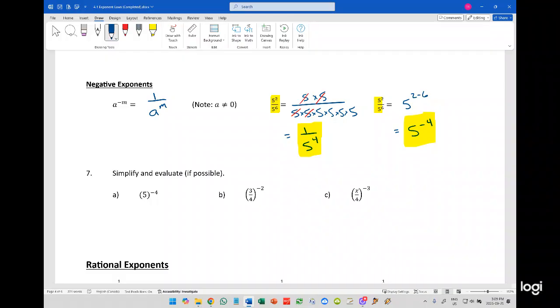All right, to do this super quick, 5 to the negative 4 is 1 over 5 to the 4, which is 1 over 625.